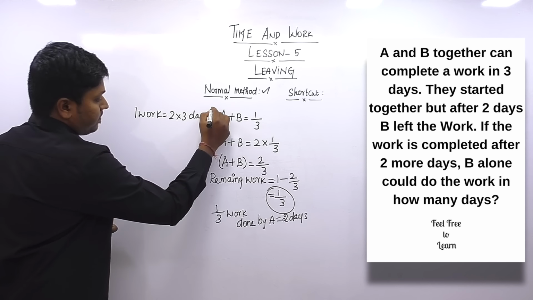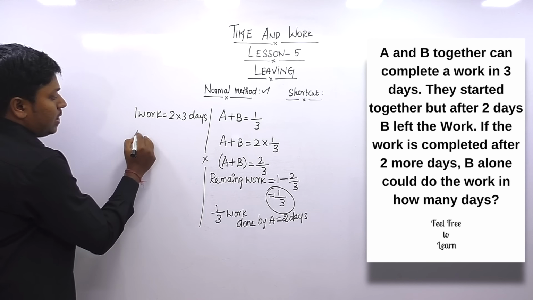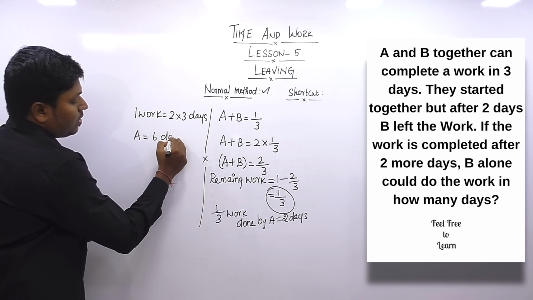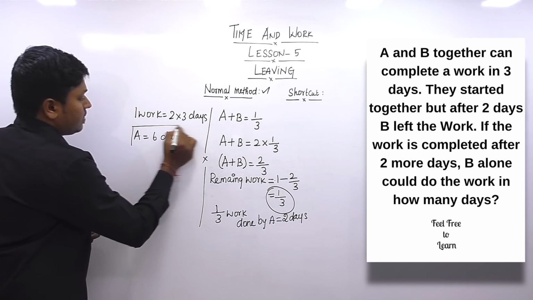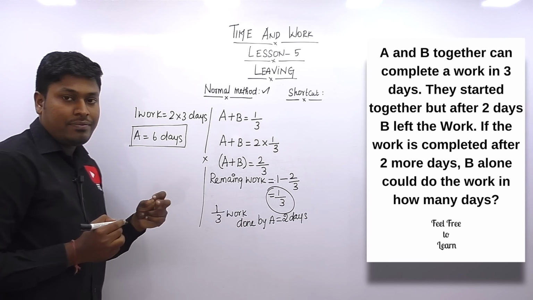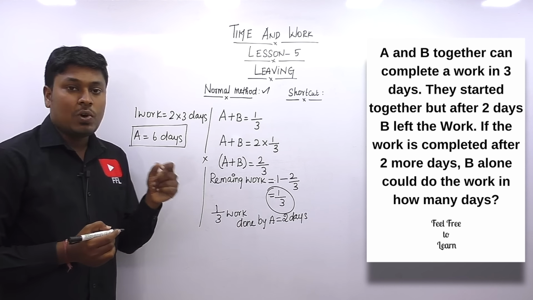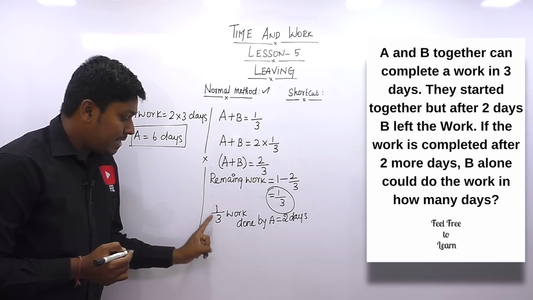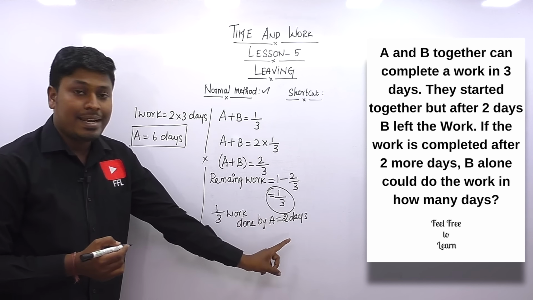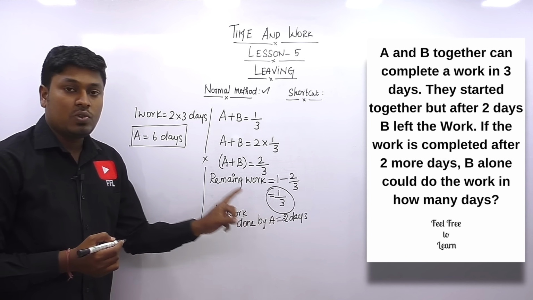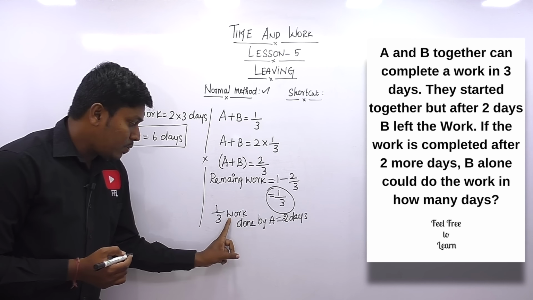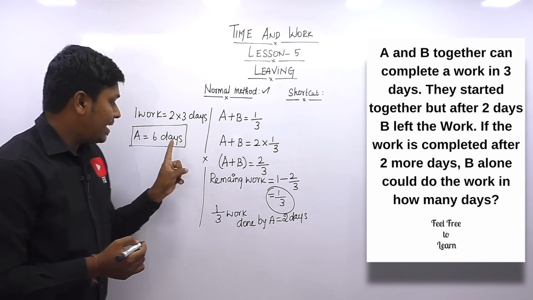That means A alone can complete a piece of job in 6 days. So by using the given data, we found A alone can complete a job in 6 days. Understood? So 1 by 3, when you move it towards the right hand side, it becomes 3 into 2, which will be 6 days. So one work is done by A alone in 6 days.